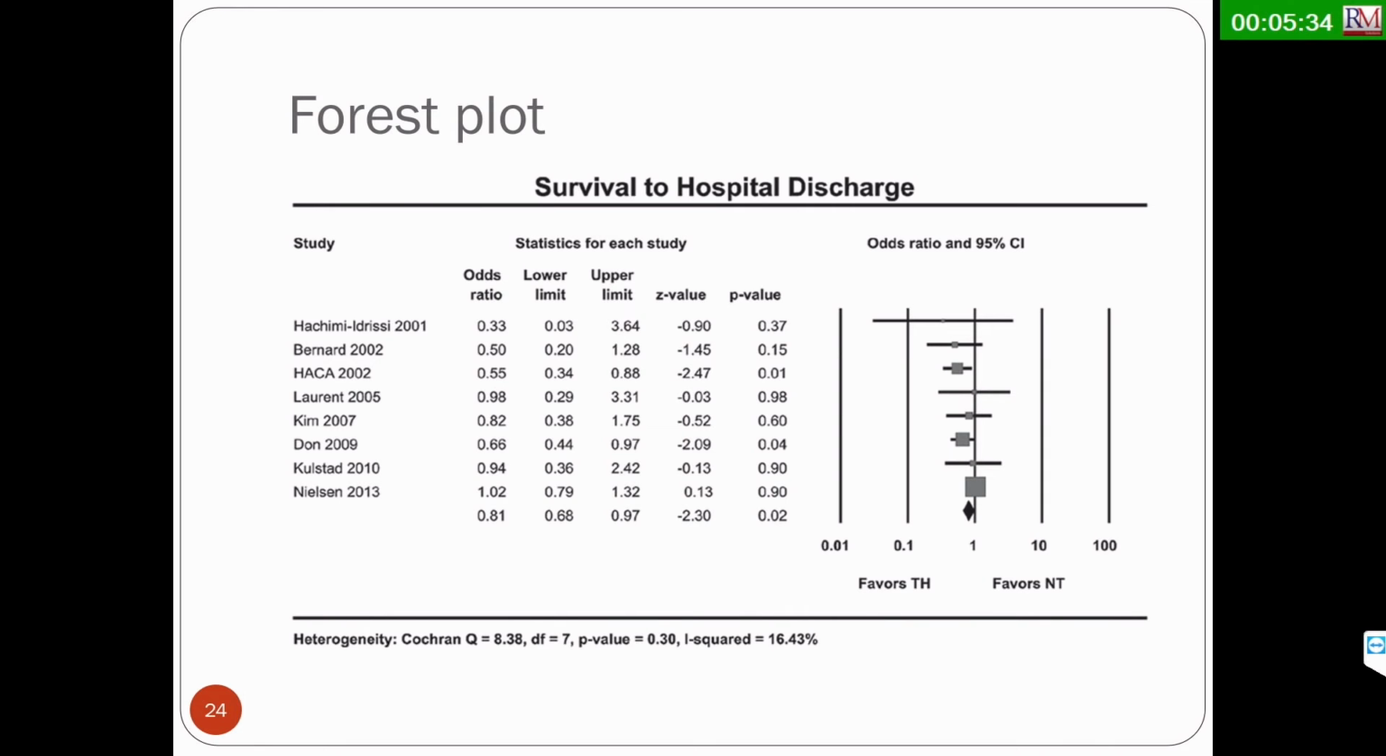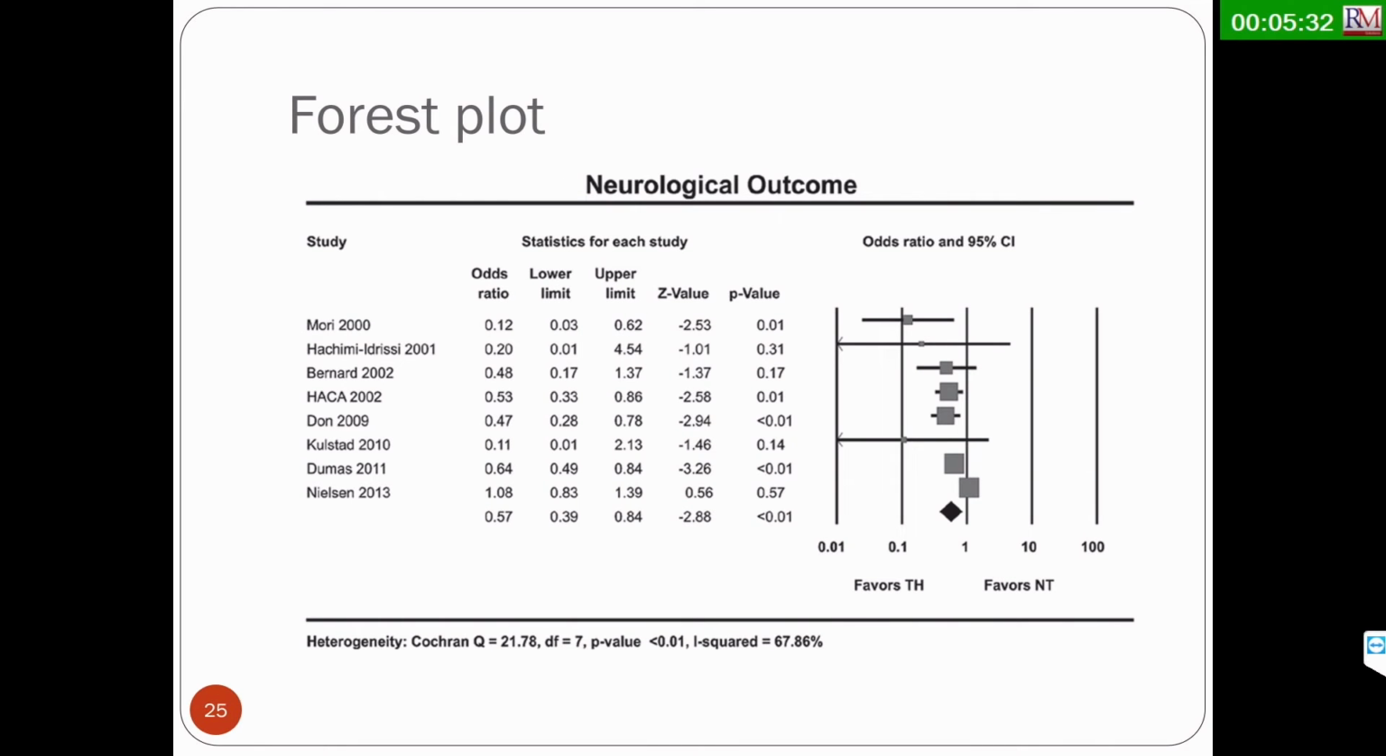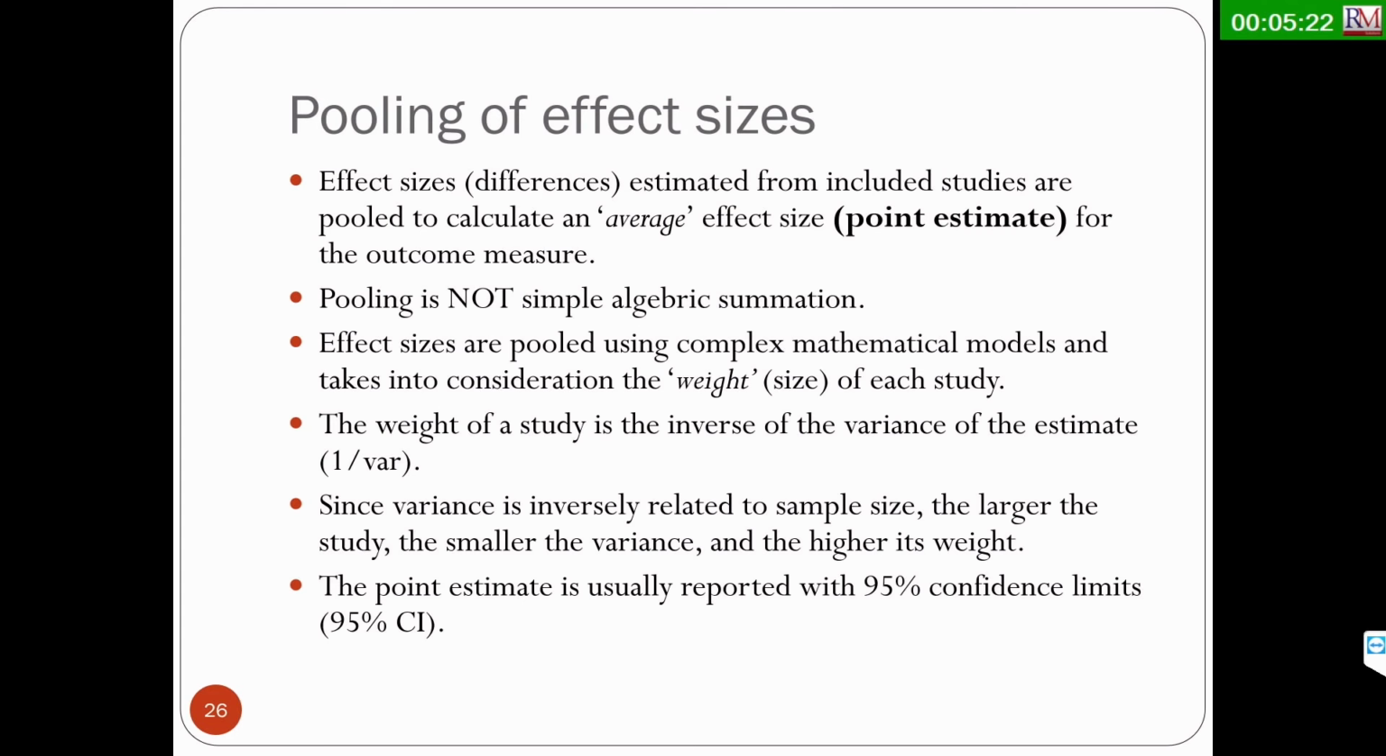It is statistically significant. This is for the same study, for a neurological outcome. It is also here. The diamond is shifted below 1. If it is shifted below 1, it favors the intervention. The point we want to know is the pooling. In meta-analysis, we do what's called pooling. We combine the studies in a pooling, not in simple algebraic summation. The pooling is based on the weight of the study or the size of the study. The bigger studies take higher weight, smaller studies take smaller weight.